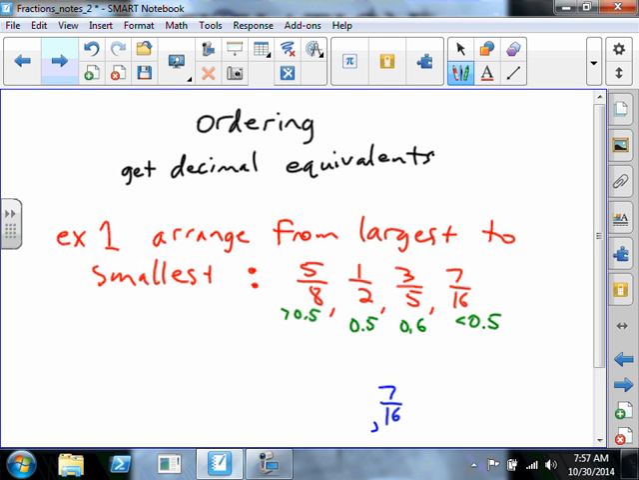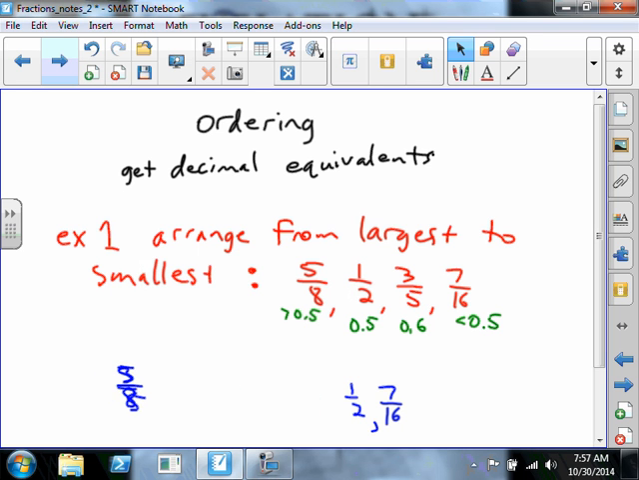So what would be next to 7/16 then? 1/2. So now the question is, well, what do I put first? Do I put 5/8 or do I put 3/5? Which one's bigger? We think 5/8 is bigger?